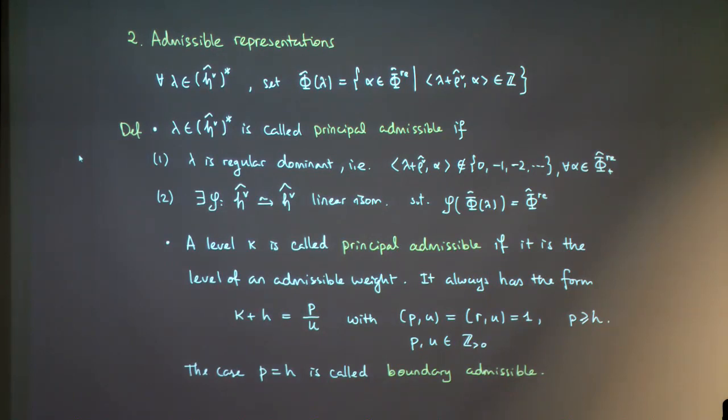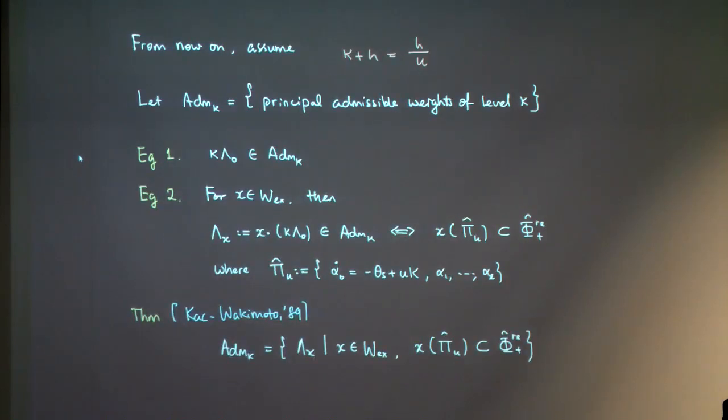Before I move on, any questions? So from now on, I will consider the case where k plus h is p over u with p equal to h, so it's h over u. u could be any positive integer which is coprime to h that I fix once and for all. Okay. And then I will denote by Adm_k the set of principal admissible weights of level k.